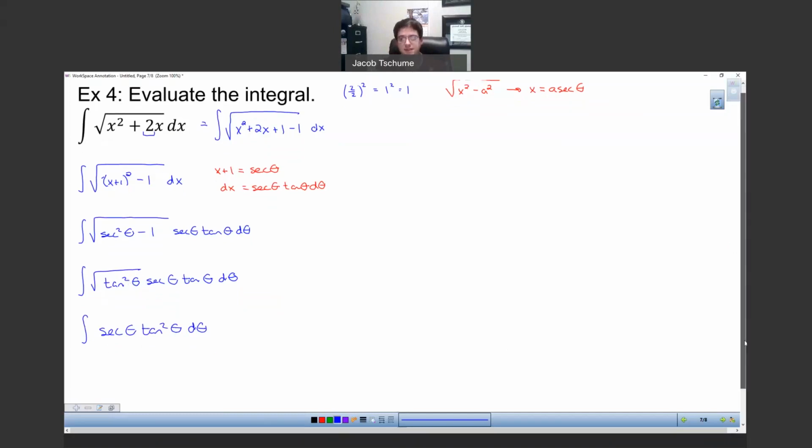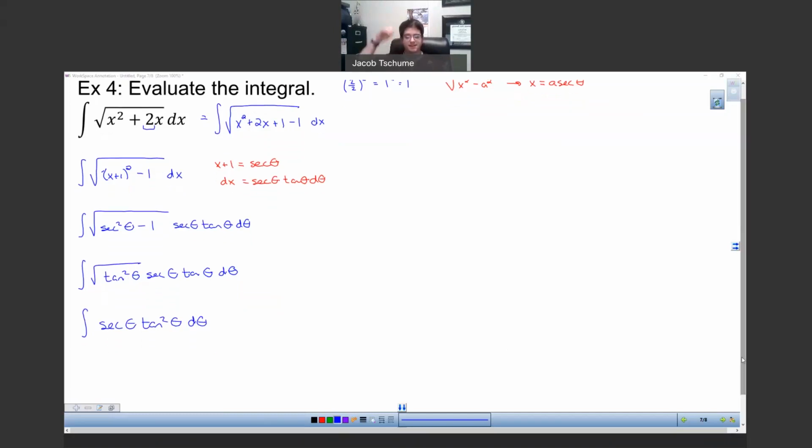Now, here is the issue with this problem, is that this is not one of the strategies that we have learned so far. Secant is not even and tangent is not odd. So we can't go along with those strategies. We'll have to do something a little bit different here. So my suggestion would be to change something that we can. We know how to rewrite tangent squared. We just talked about it.